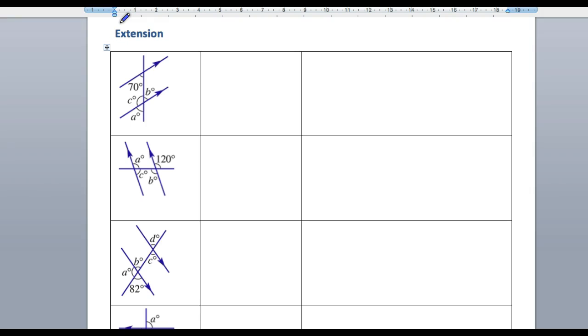So the very first one, I can see the parallel lines. Here we have 70 degrees. Okay, so I know that A is a corresponding angle. So I'm just going to write here, A is corresponding. It's terrible handwriting. Okay, so A is corresponding, B is alternate, and then C is co-interior.